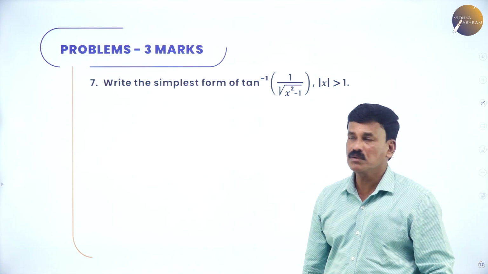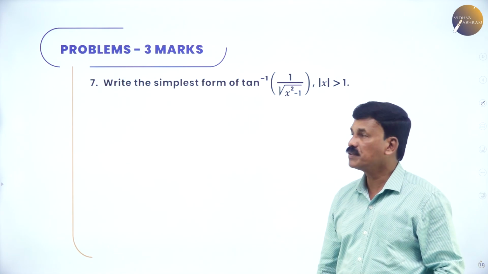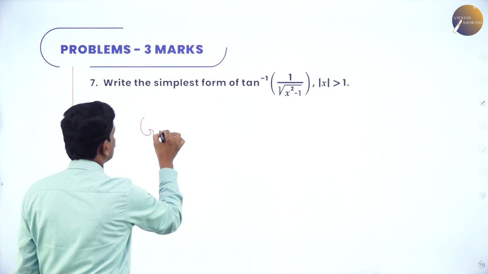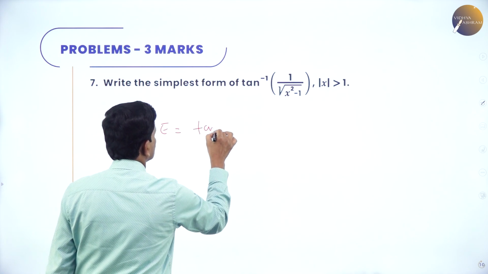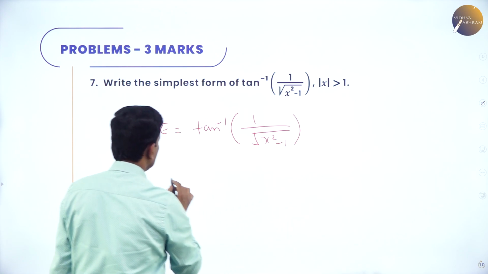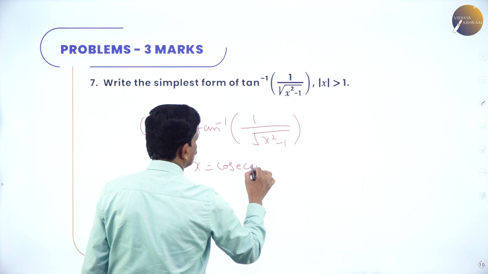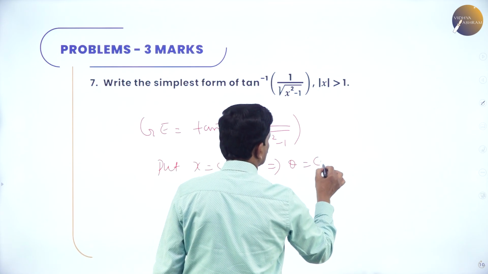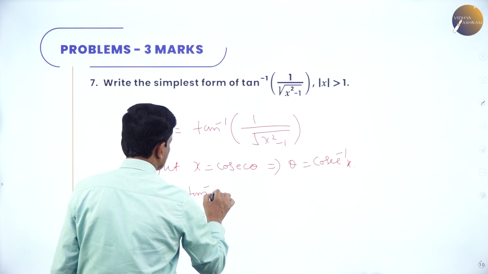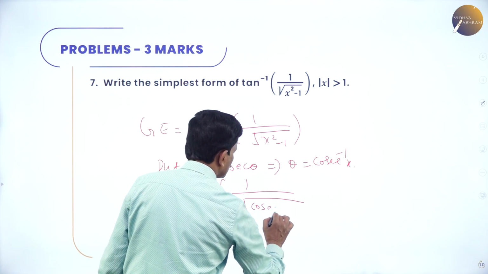Now move on to the next problem. Write the simplest form of tan inverse 1 over root of x square minus 1, where mod of x is greater than 1. Now let us solve this. What is the given equation? The given equation is tan inverse 1 over root of x square minus 1. Let us take the substitution. Put x is equal to cosecant theta, which implies theta is equal to cosecant inverse of x. So the given equation becomes tan inverse 1 over root of cosecant square theta minus 1.